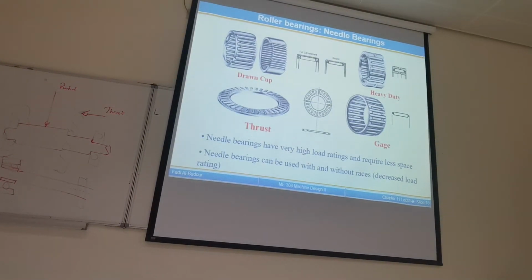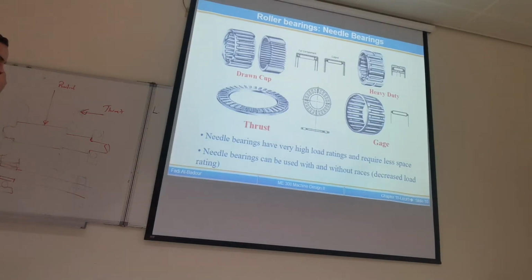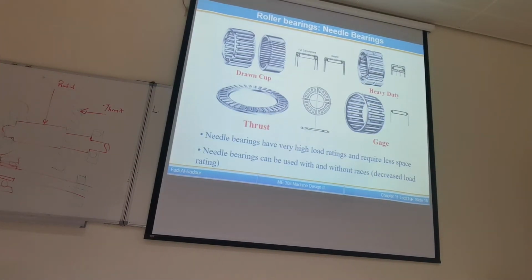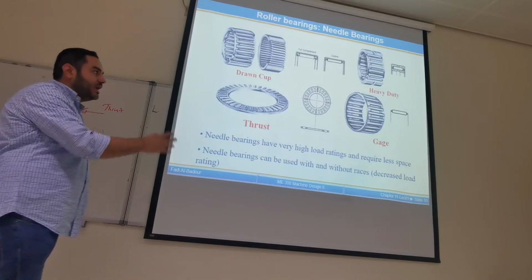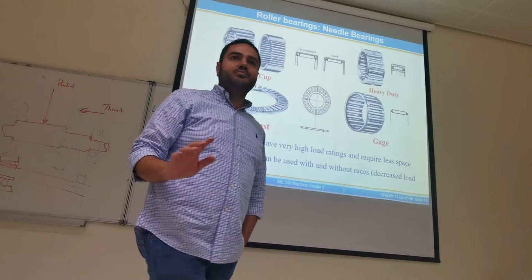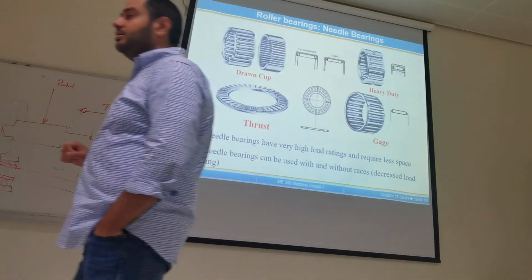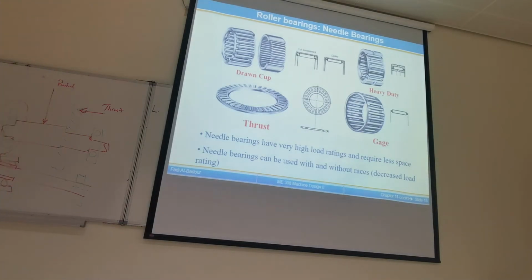Another type of cylindrical roller bearing is called the needle bearing. We're not going to learn how to select these types because the selection criteria is the same for all bearings. This is just to give you an example and the advantages of this type. Again, this type cannot carry thrust load, just like the cylindrical roller bearing.